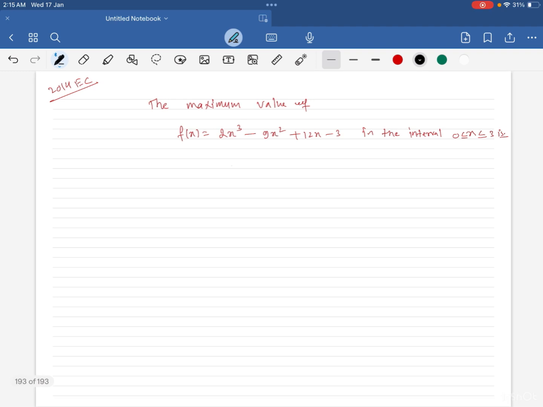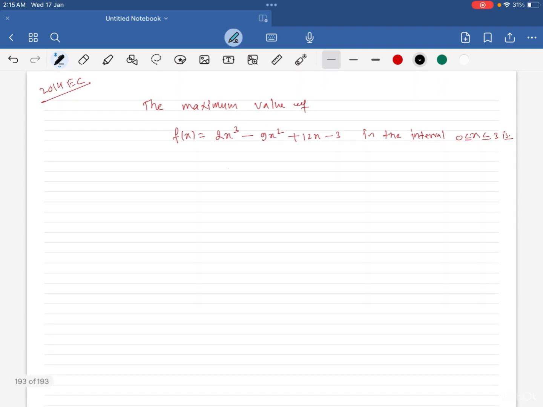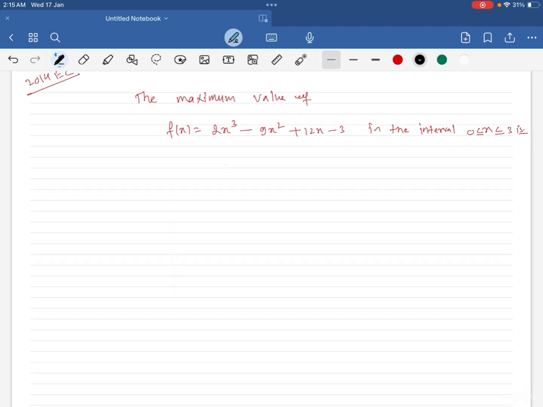Okay, let's look at this question. This question is from 2014 EC, right? We have to find the maximum value of the given function within the domain x equal to 0 to 3. So we take the derivative of this function, that would be 6x square minus 18x plus 12. We can equate it to 0. So from here we will have x square minus 3x plus 2 equal to 0, so x will be 1, 2.